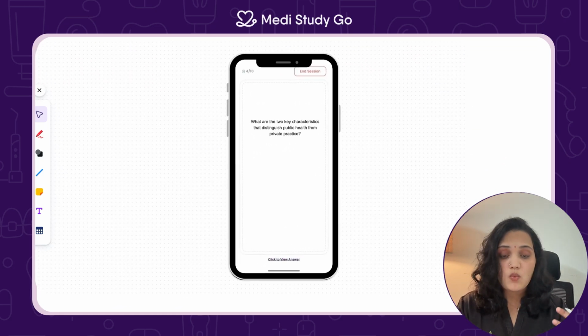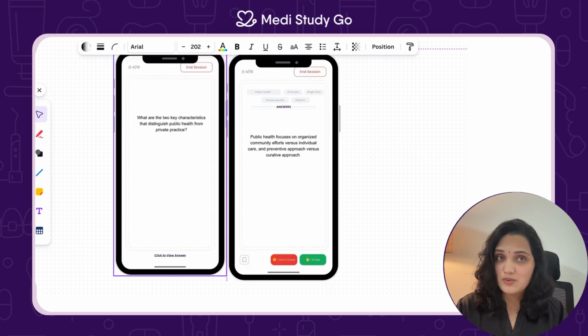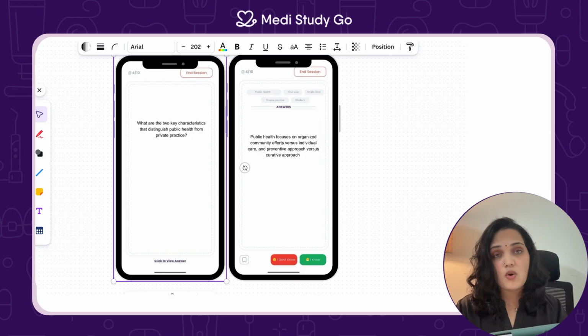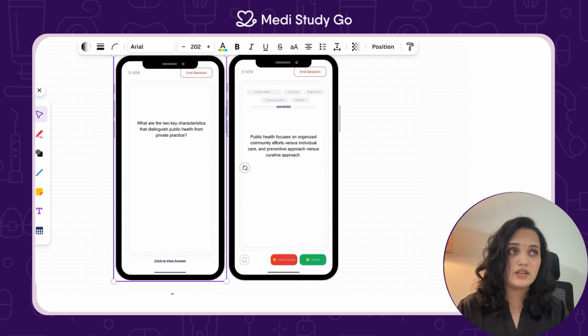Okay, first up, what are the two key characteristics that distinguish public health from private practice? We know now that public health focuses on organized community efforts versus individual care. Also, public health focuses on preventive approach, whereas individually, a clinic will focus on curative approach.